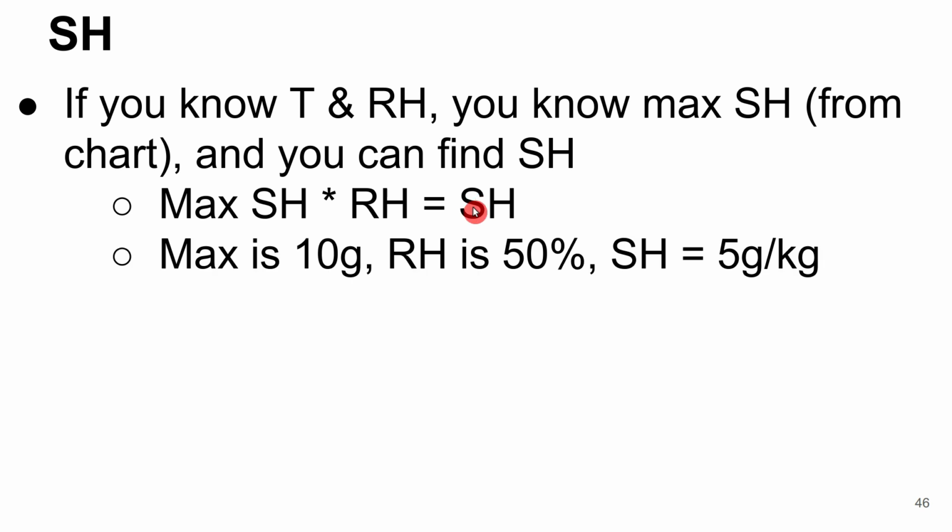So for a new example, the max is 10 grams. The relative humidity is 50%. So if I told you the temperature, you'd look up the max on the chart. The max is 10 grams. The relative humidity is 50%. So the specific humidity is 5 grams.